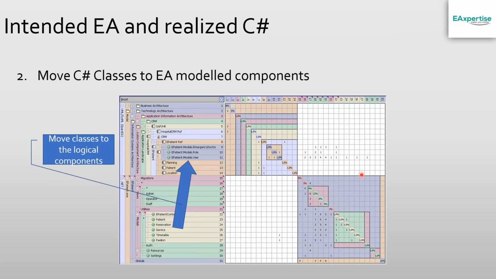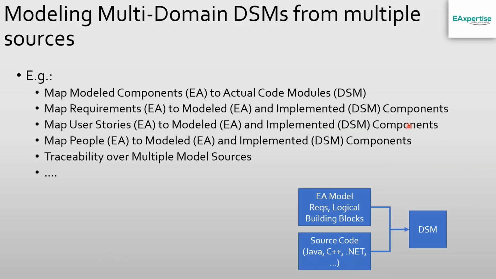So here I get some traceability logic. I can do that with various intentions. And that's a way to create multi-domain DSMs. So in the previous slide, I showed you a DSM of a domain model and a software system. But I can also map requirements to modeled elements in EA and implemented components in source code. I can also map user stories to modeled elements in EA and implemented components or data tables.